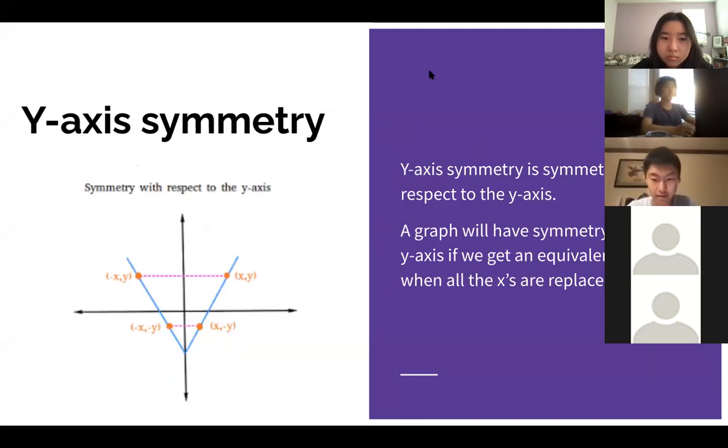All right, I can take this one as well. So y-axis symmetry is very similar. It's almost the same as x-axis symmetry, but just with the y-axis, the vertical one.